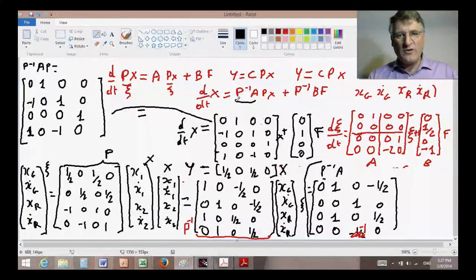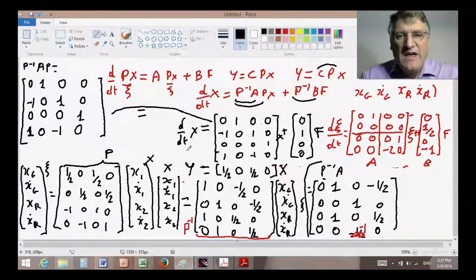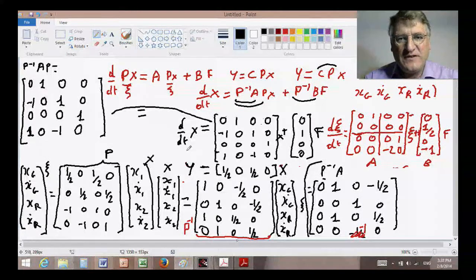When we go from one coordinate system to another, this is the way to transform the matrices in order to get the equivalent dynamical system. The equivalent state space representation. And therefore, we have formulas to go from one state space representation to another. This is extremely convenient because some state space representations are better than others.